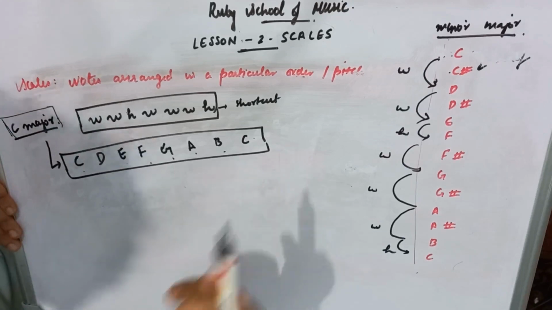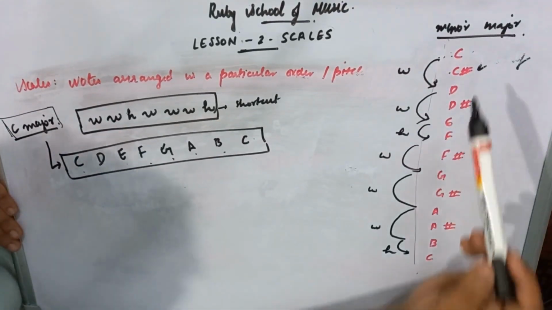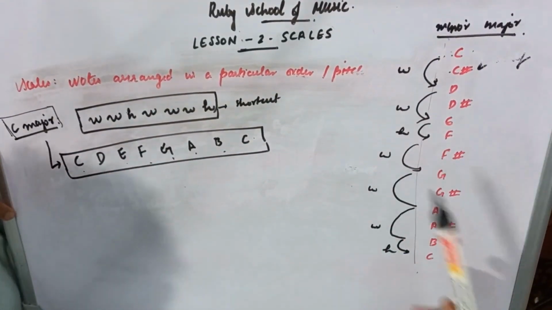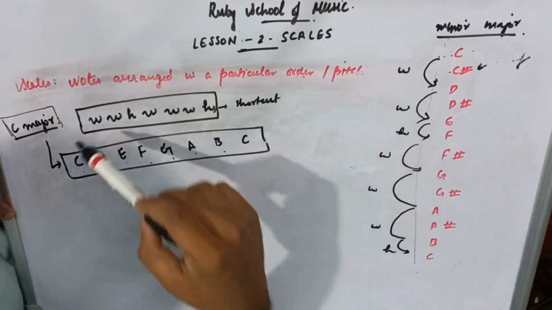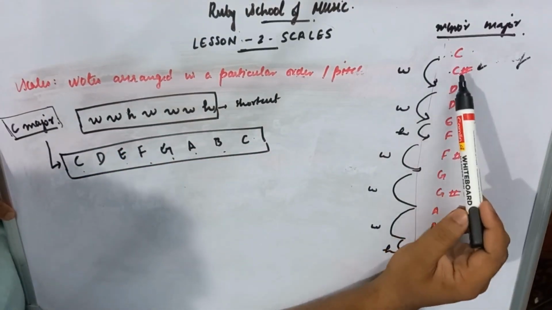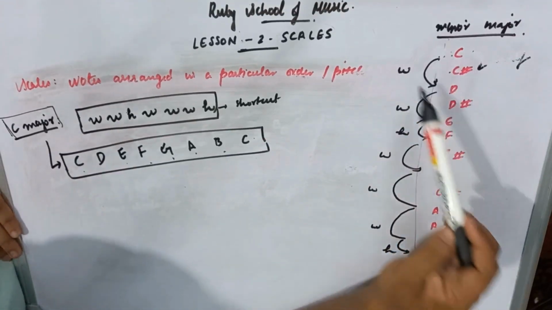Now how did this come? That is by writing this. First you have to write down the notes. In future you'll know this by heart, as time goes on with experience. So first we have two wholes. C to D is one whole. It's not C to C sharp, that is a half step. So this is a whole. C to D, D to E, whole.